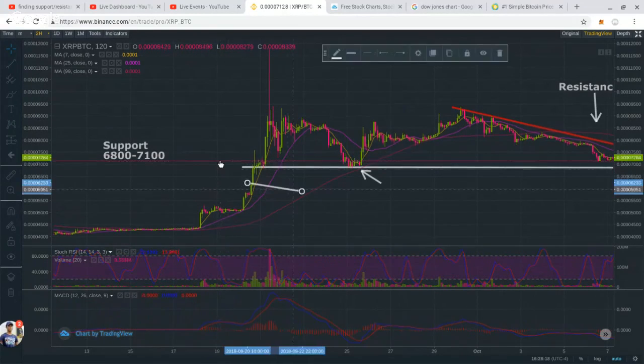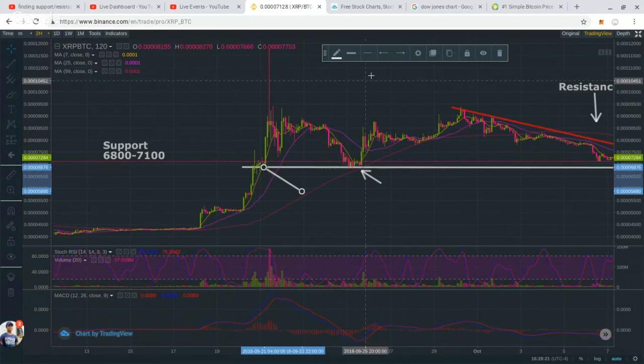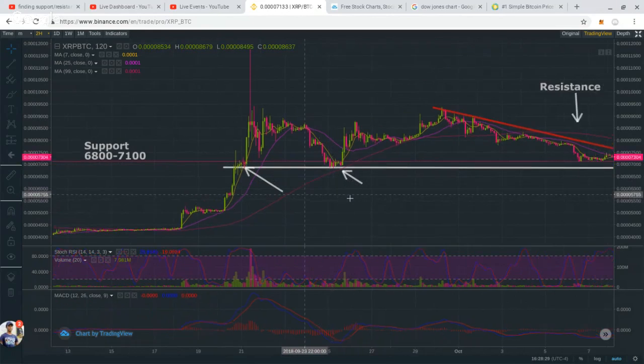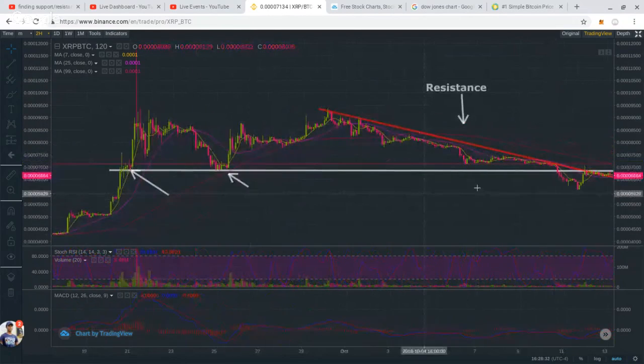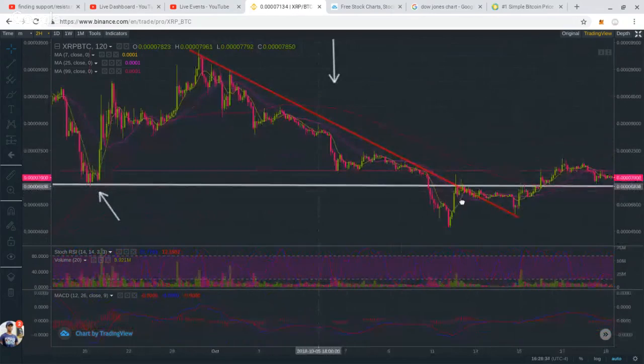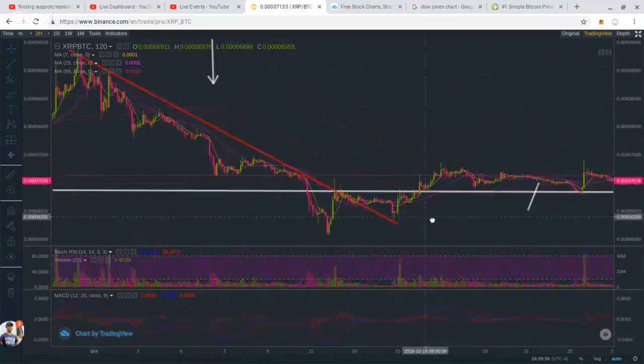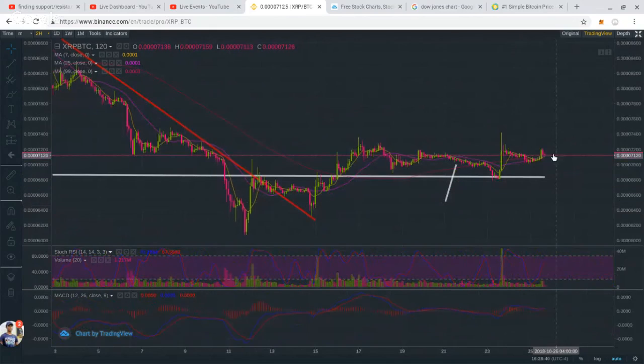So right here, solid support. And then obviously, as you can tell, it's support right there. It's also support here. It's also support slightly there. A lot of points of contact, support right here. And then now it's going to go up.